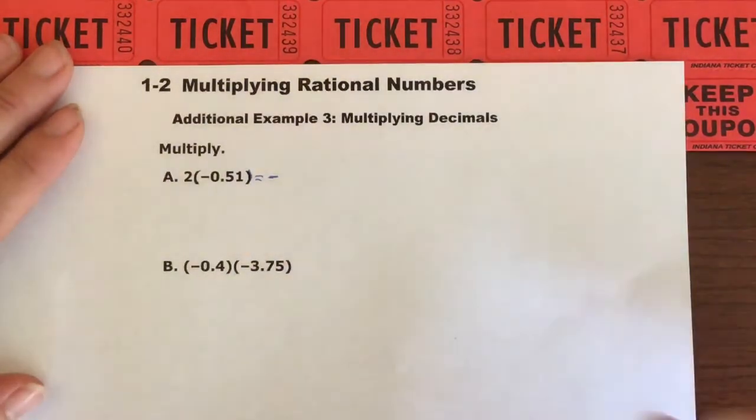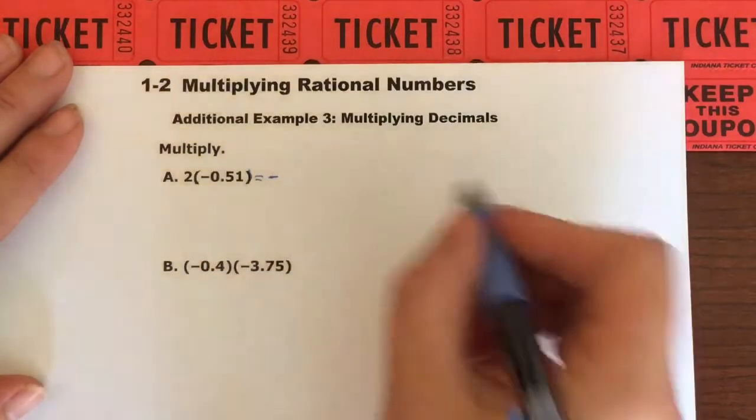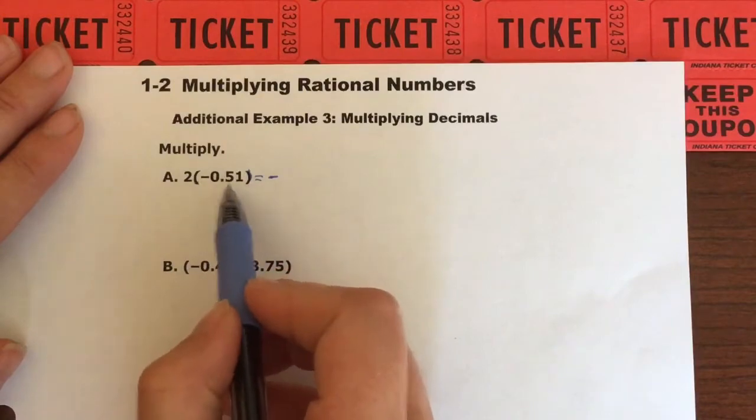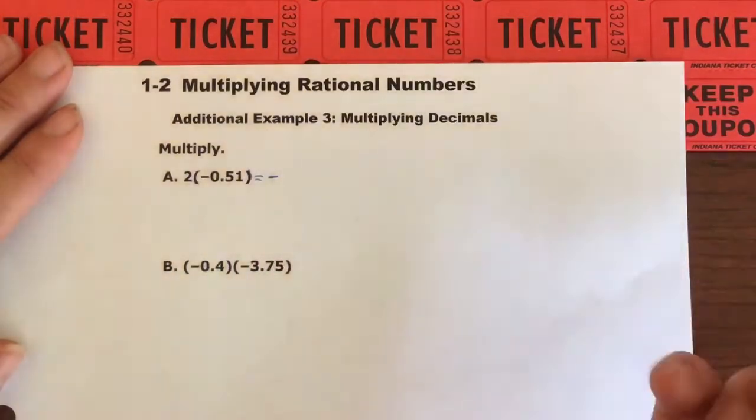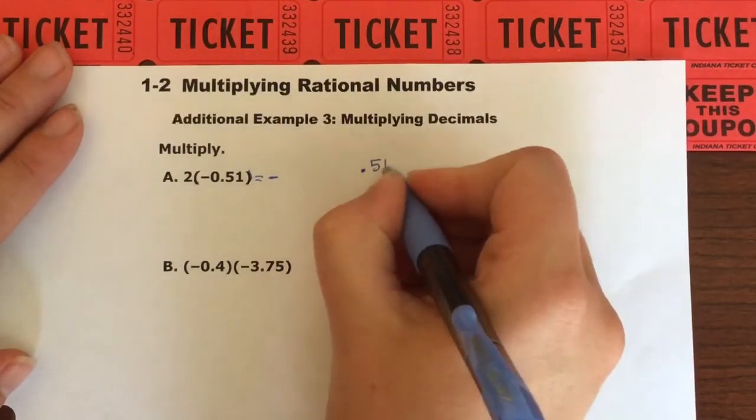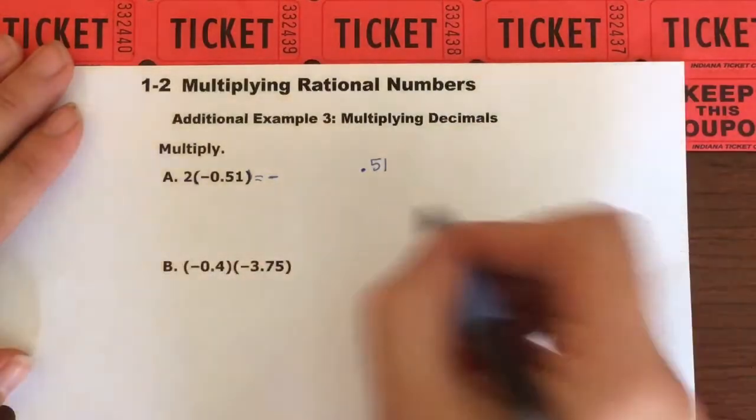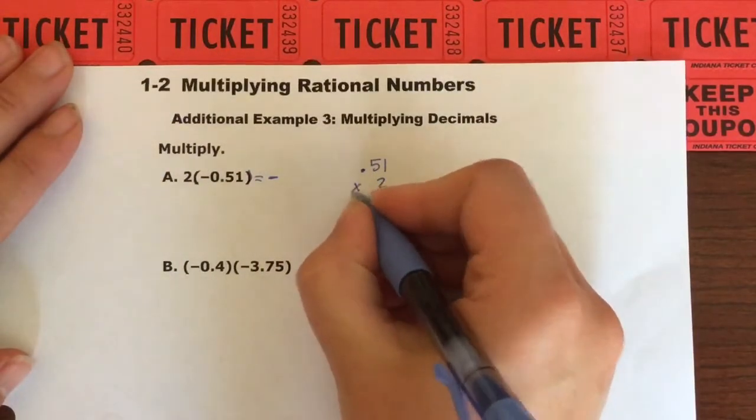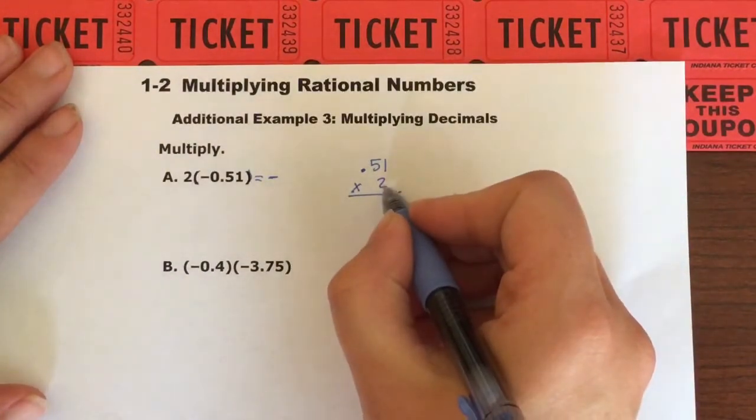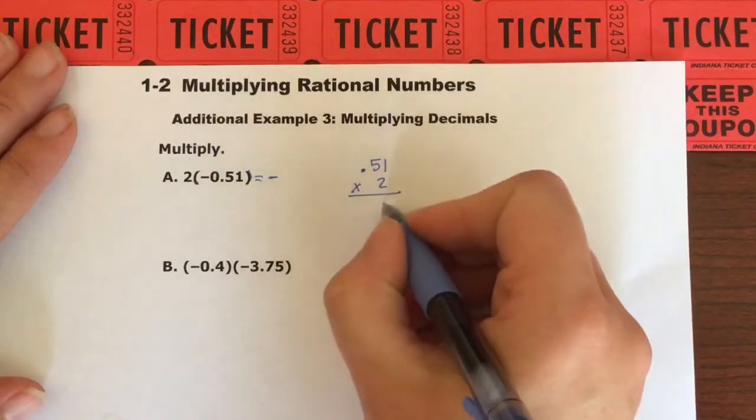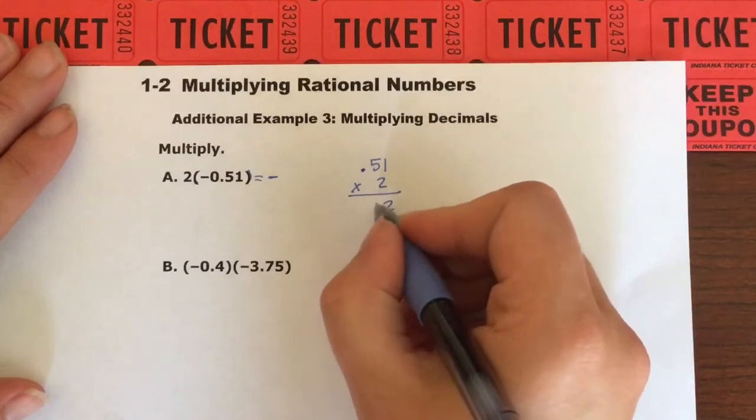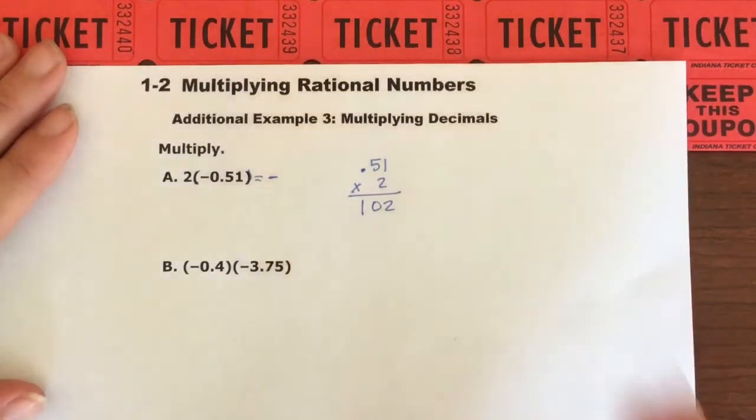So all I'm going to do is just do multiplication off to the side by hand. What I notice is this number has more digits than 2, so I'm going to put this number on top. So I'm just going to put 0.51. That 0 is really unnecessary at this point, and then put 2 in the bottom. And then just do the multiplication. All right. So 2 times 1 is 2, and 2 times 5 is 10. All right, and that's pretty much it.